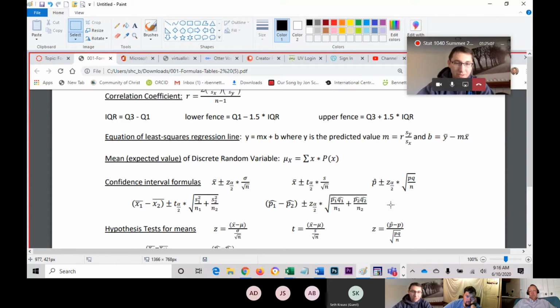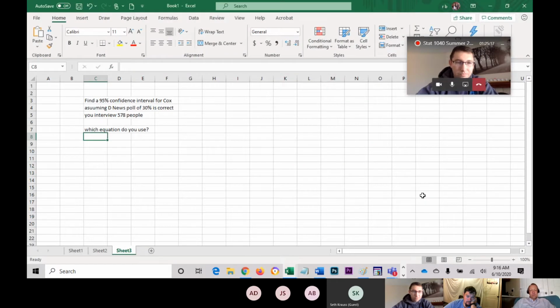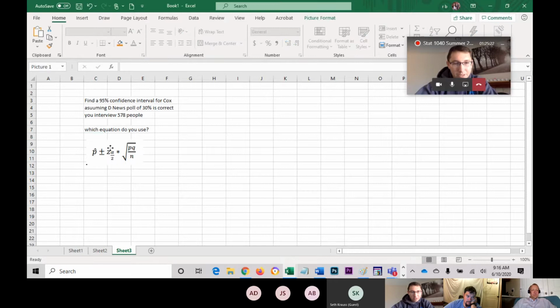Is this for anybody? Yeah. This would be the one with p hat. We're going to use this one here. Why are we using that one, Easton? Because it's binomial data. It's binomial data. We're saying Cox versus everybody else.